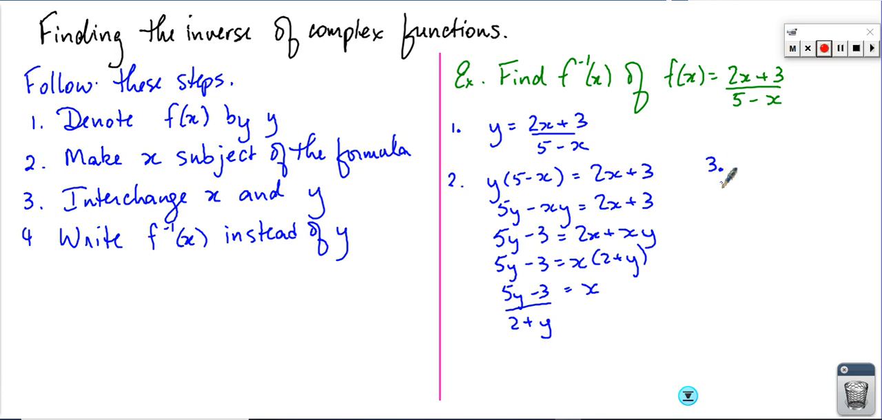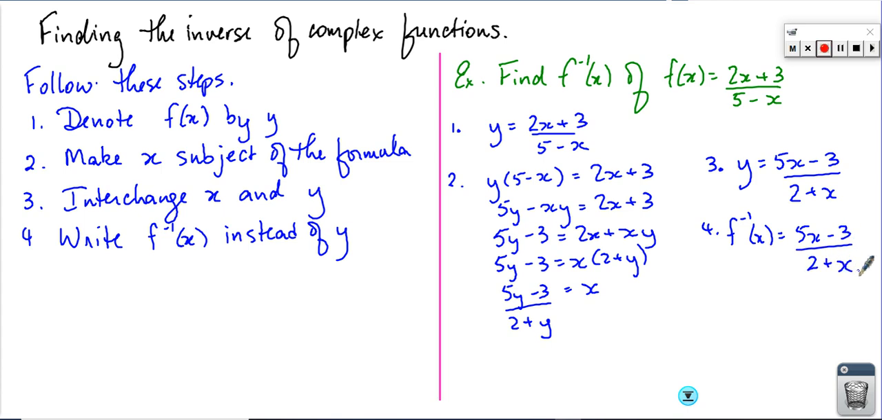Third step, instead of x we write y, and instead of y we write x. So we have y equals (5x minus 3) all over (2 plus x). And the last step, and that is our answer, the inverse function, instead of y write f^-1(x), is (5x minus 3) all over (2 plus x). Okay? So those are the 4 steps which you would need to follow to find the inverse function of something which is much more difficult than it was before.